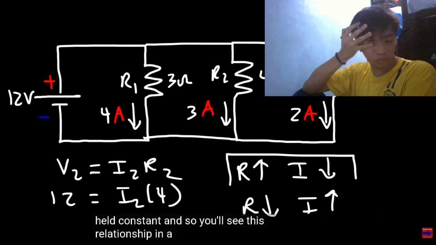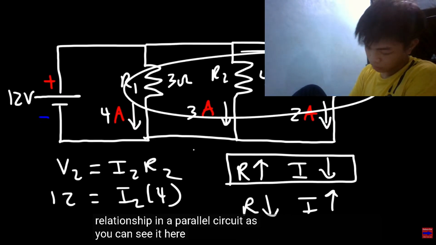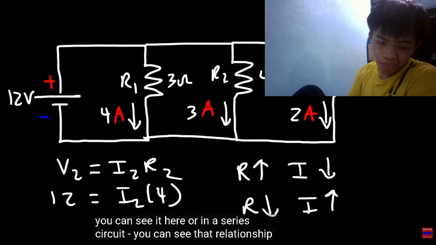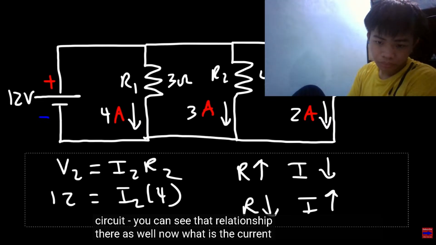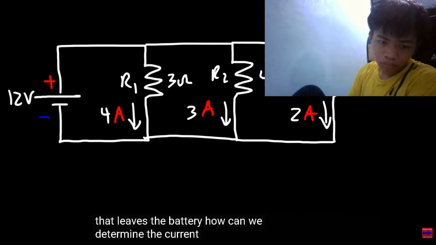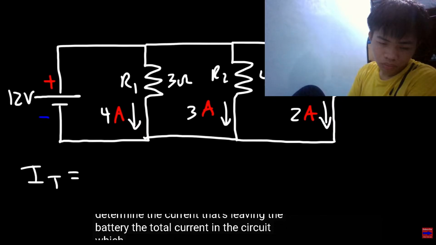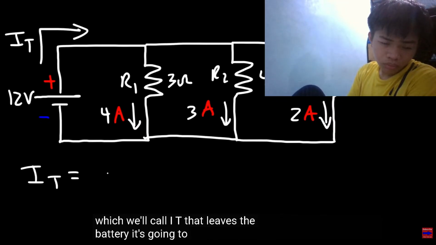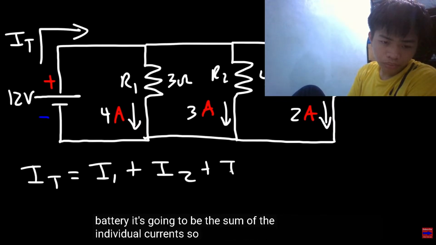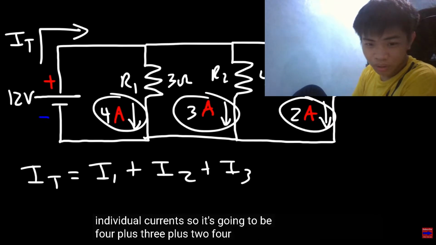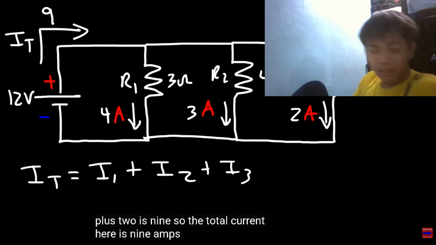You'll see this relationship in a parallel circuit, as you can see here, or in a series circuit too. Now, what is the current that leaves the battery? How can we determine the current that's leaving the battery? The total current in the circuit, which we'll call IT, that leaves the battery is going to be the sum of the individual currents. So it's going to be 4 plus 3 plus 2. 4 plus 3 plus 2 is 9. So the total current here is 9 amps.